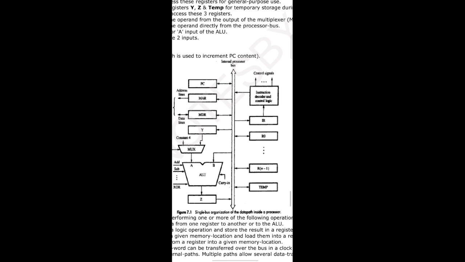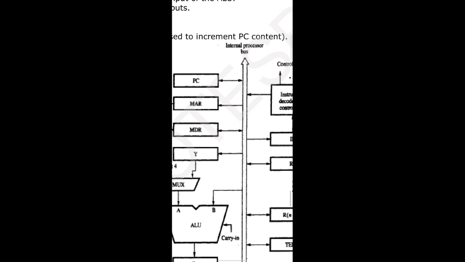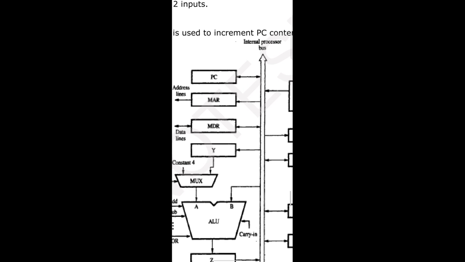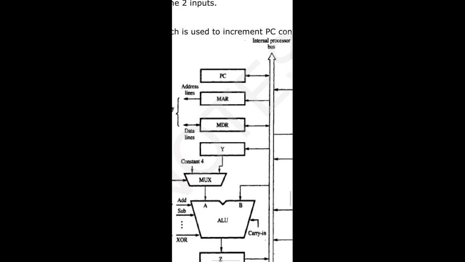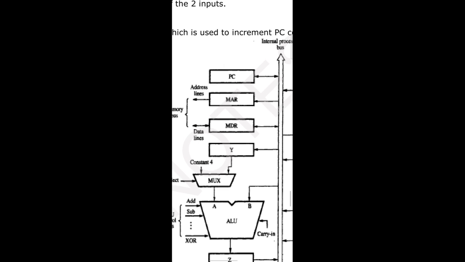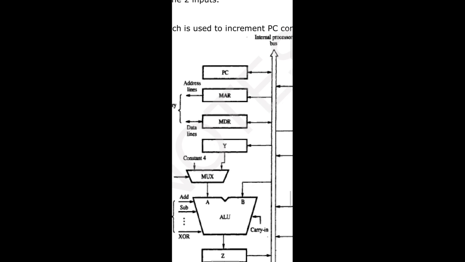As you can see, the content of PC is shown as bidirectional. What is the meaning of bidirectional? Bidirectional means PC can send the data onto the processor bus, or it can receive the data from the processor bus. That's it. What is MAR? MAR is the memory address register. It is one way communication: it can access the data from the internal processor bus and assign the address using address lines. But MDR, the memory data register, is bidirectional. The actual contents are transferred using MDR, so you can see a bidirectional line.